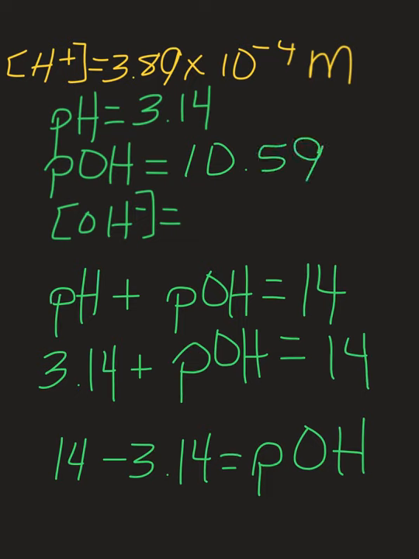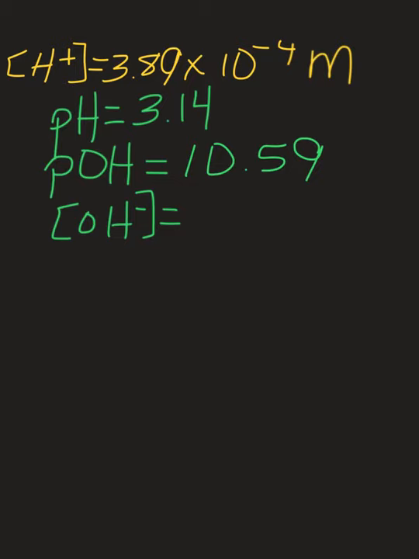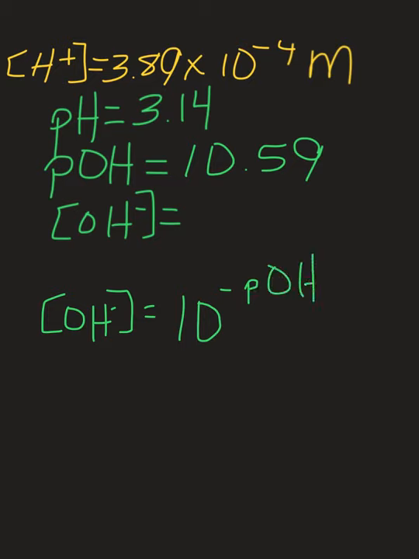10.59. So the problem has given us hydrogen ion concentration. From there we figured out pH. From there we figured out pOH. The last thing we need to do is figure out hydroxide ion concentration. So what is our formula for getting hydroxide ion concentration? It's simply 10 raised to the power of the negative pOH. That's all it is.